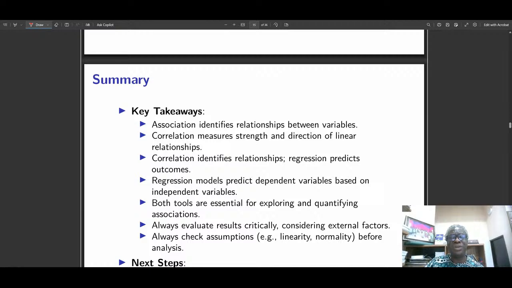So don't always jump to conclude about causation without seriously investigating the underlying drivers. Always check assumptions. We've not talked about assumptions, but maybe in subsequent courses you will take in statistics, we will talk about assumptions before.